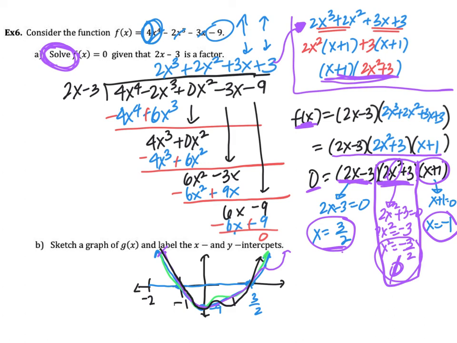The important thing is that it goes through negative 1 on the x-axis, negative 9 on the y-axis, and positive 3 halves on the x-axis, and that it's increasing as x goes to negative infinity. It's increasing as x goes to positive infinity. It's also increasing. So your end behaviors here are really important.